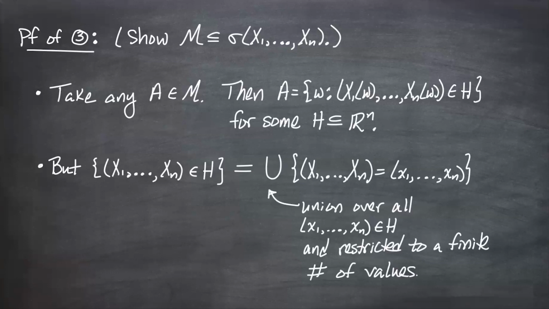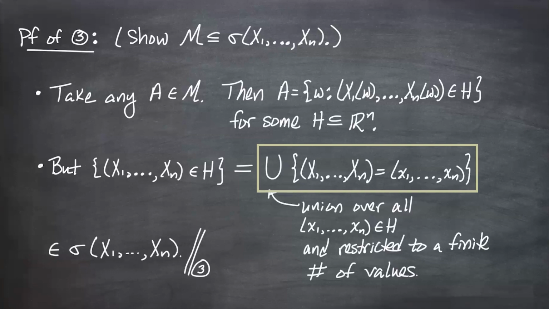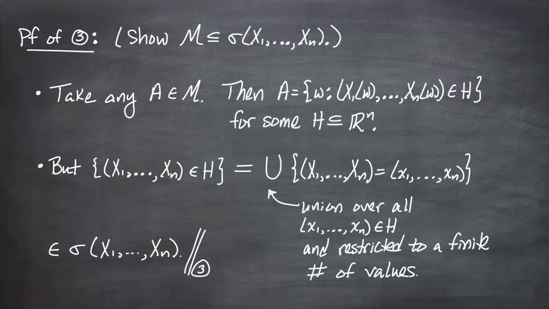Now, if we use the original definition of sigma x1 through xn, where we looked at pulling back the entire vector as opposed to individual components, I know this set is in sigma of x1 through xn. And because we have a countable and actually finite union here, and sigma x1 through xn is a sigma field, this entire thing is in sigma x1 through xn. So I started with an A in curly M, and we showed that it's in the sigma field generated by x1 through xn, and therefore we are done with the proof of part I of this theorem.